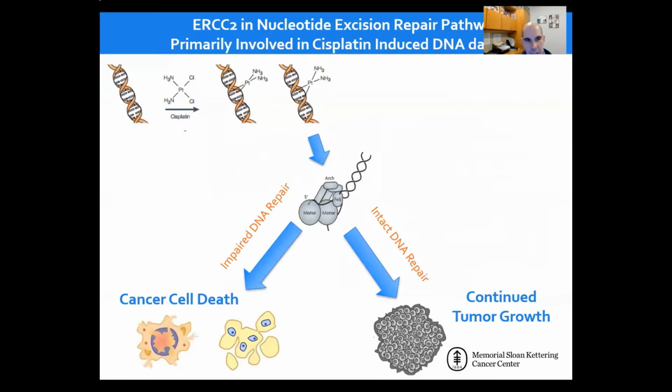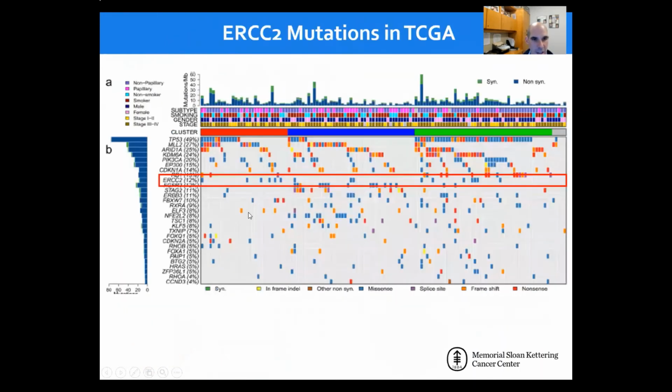However, if there is ERCC2 loss and there is impaired DNA damage repair, then this results in the tumor cells being overwhelmed by the DNA damage, and it results in cancer cell death. So again, the concept of synthetic lethality, where if an ERCC2 mutation is present, then cisplatin may potentially almost act as a targeted therapy and overwhelm and lead to cell death.